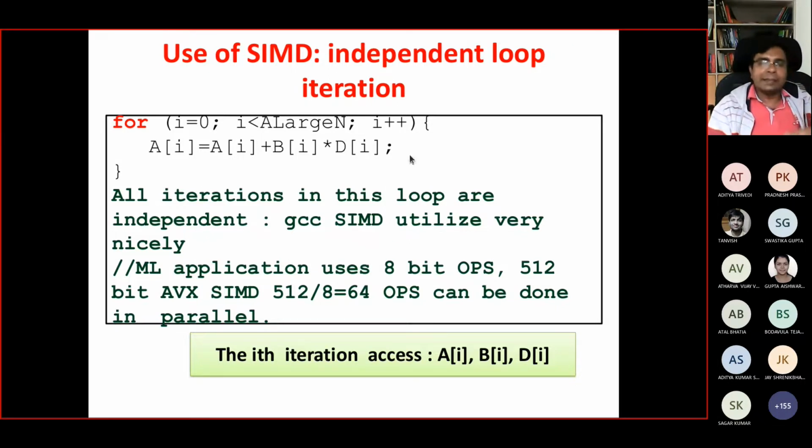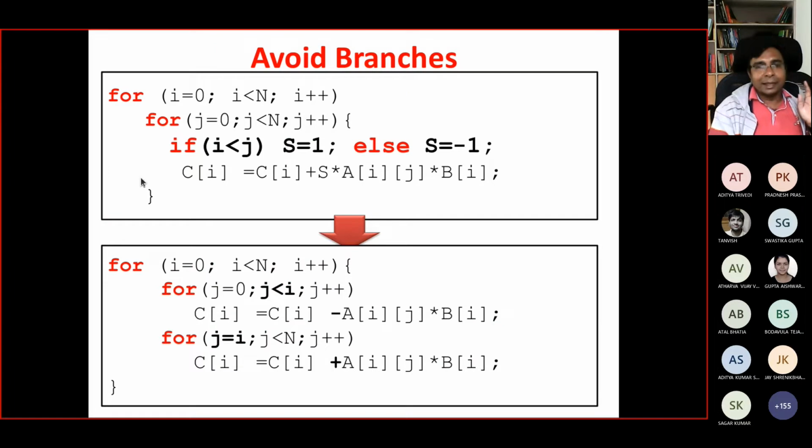But if it has if conditions, else conditions, then it is very difficult to do. GCC will not do it. So in the previous case, even if it is parallelizable very nicely, because of if conditions it will not do it. But in the second case, this inner loop, GCC will try to parallelize. You got my point? Yes, sir.